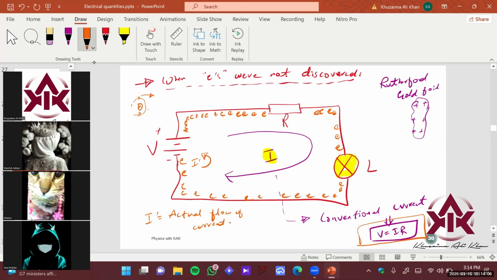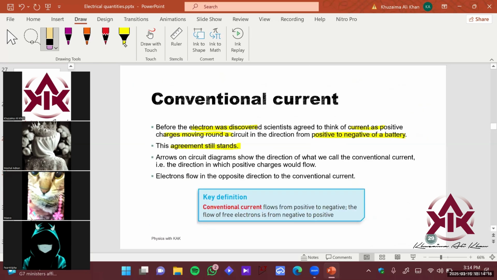Because current is a vector quantity. If it is positive, this direction is going to be negative here. So we only take the magnitude here, right? What is magnitude? That is only the amount of current flowing. So therefore all the formulas still stand.